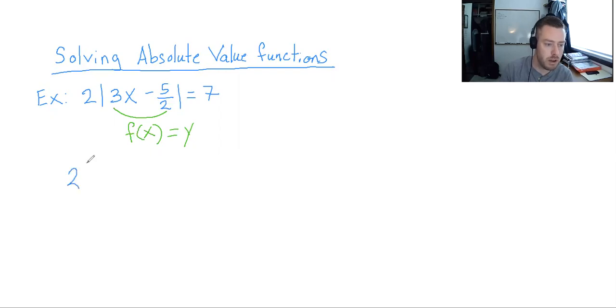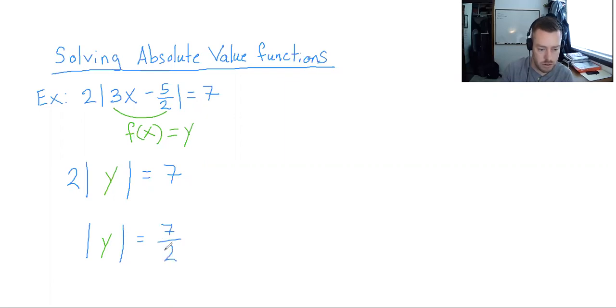So you have 2 times the absolute value of y, and the absolute value is equal to 7. If you treat the absolute value like parentheses, you can divide both sides by 2, in which case you get the absolute value of y is equal to 7 halves.